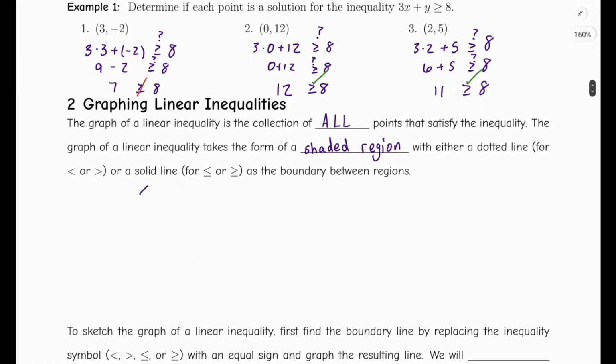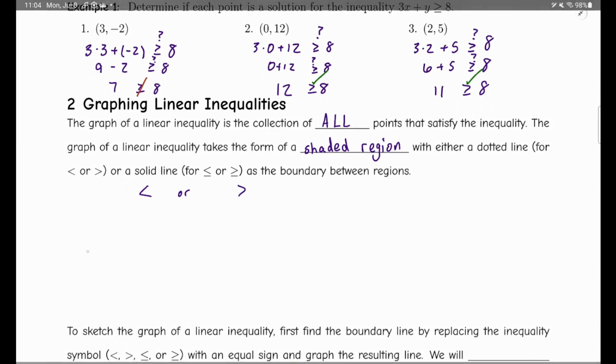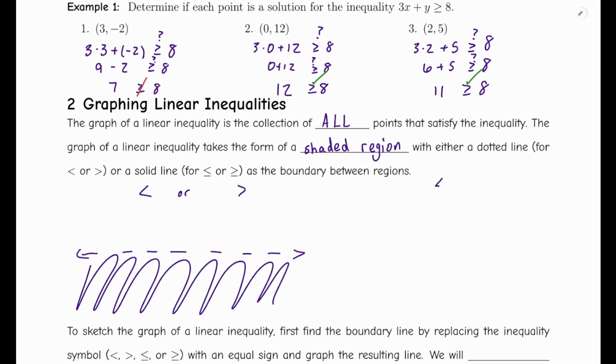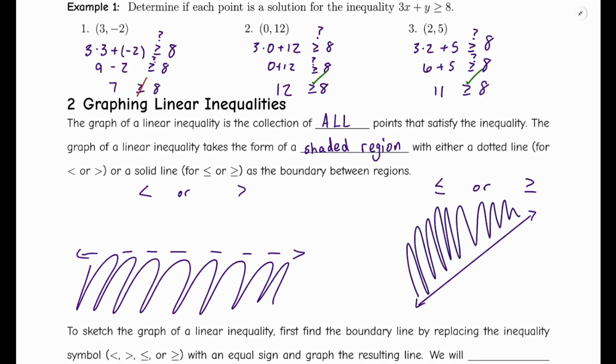So if it's less than or greater than, we're going to get a dashed line and then a shaded region. If it's less than or equal to or greater than or equal to, we're going to get a solid line and then a shaded region. So they're going to look something like these two examples.